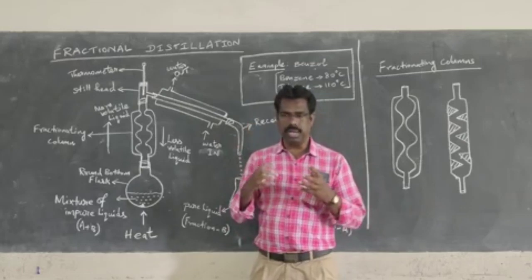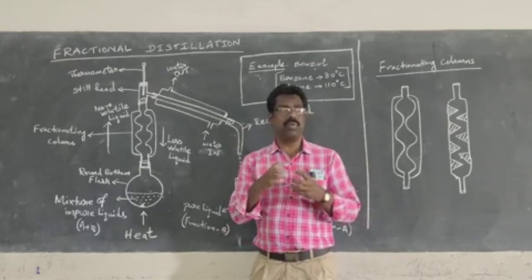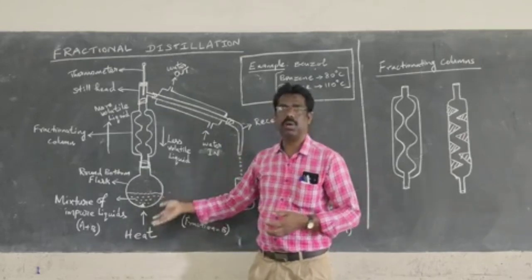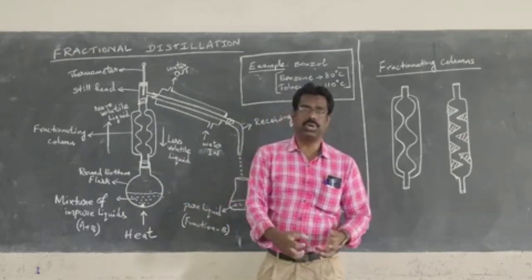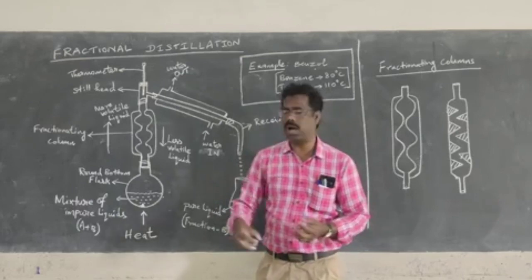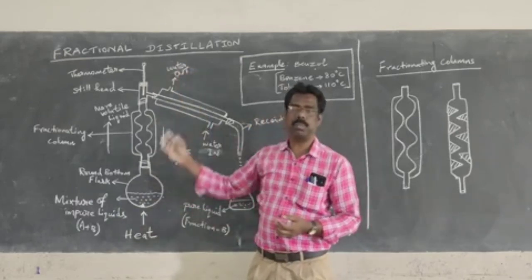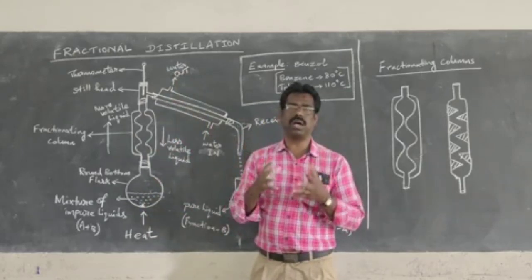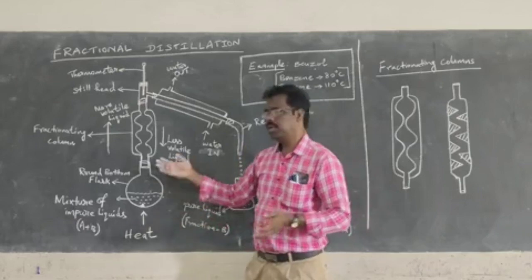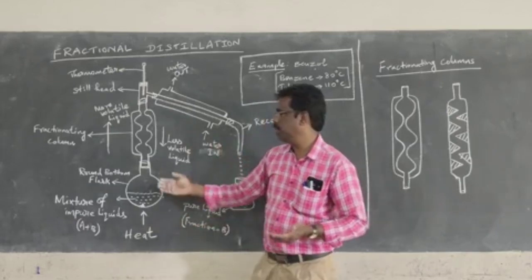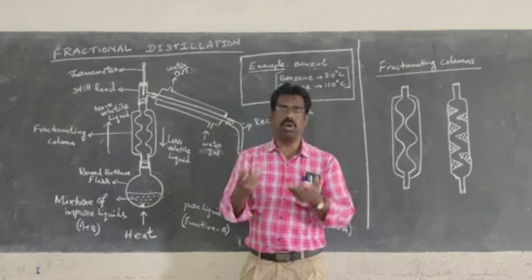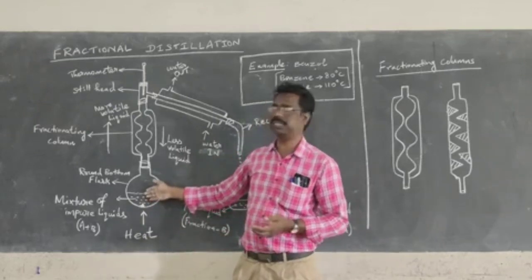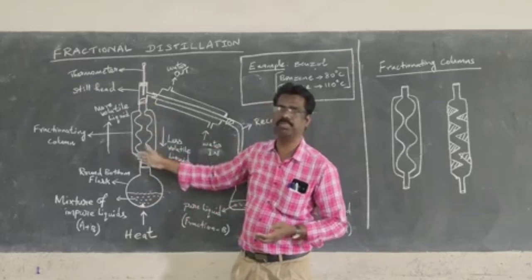But in reality, benzene and toluene are highly miscible. While heating, the benzene tries to take some amount of toluene along with it. Some amount of toluene also gets evaporated along with benzene, since both liquids are highly miscible. So beyond our expectation, benzene with some amount of toluene, both get evaporated from the round bottom flask and go to the fractionating column.